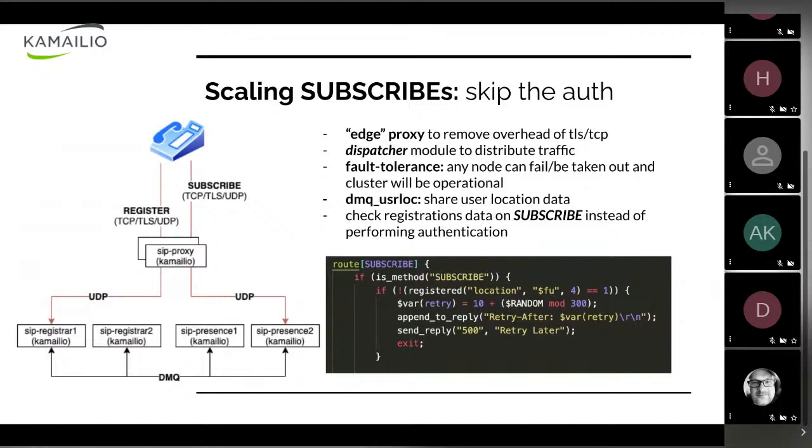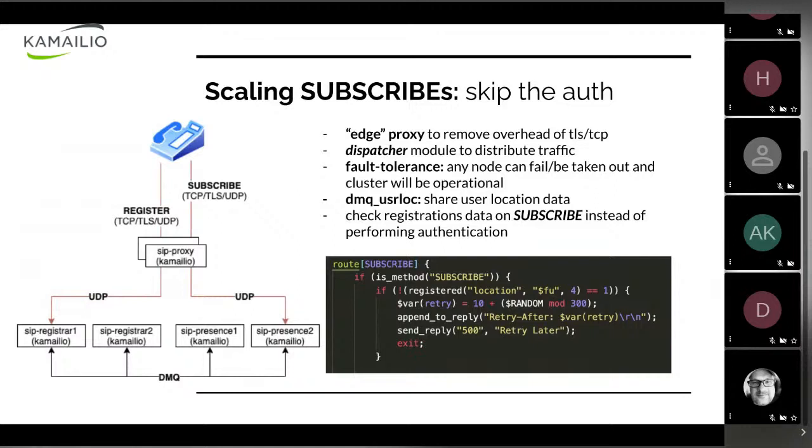And we used DMQ userloc to share all the user location data. And you can operate completely in memory, no database backend this way, because if any node restarts, it's going to automatically get up to date with the user location data from the other nodes.